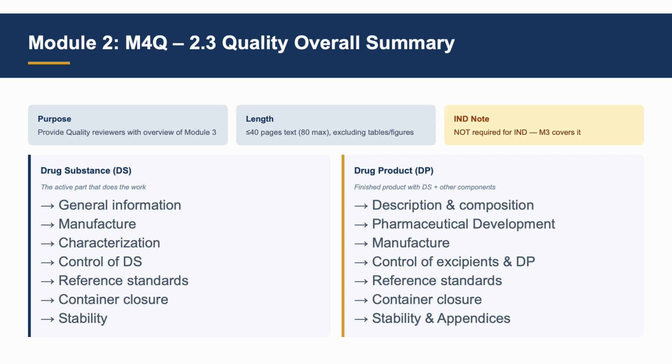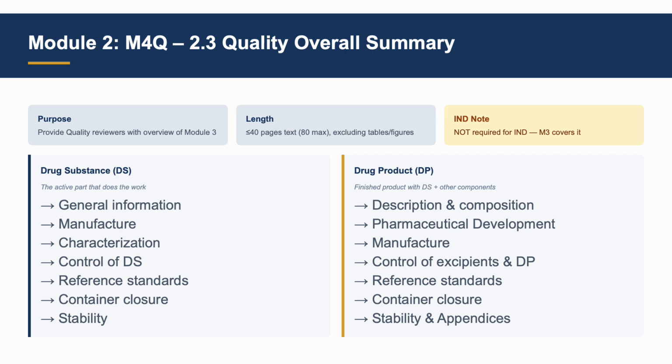The primary purpose of the QoS is to provide sufficient information from each section of Module 3 to give reviewers an overview while emphasizing the critical parameters of your product. What constitutes critical parameters depends on your specific product. Is it a drug-device combination? Is it first in class? Is it a small molecule or a complex biologic?